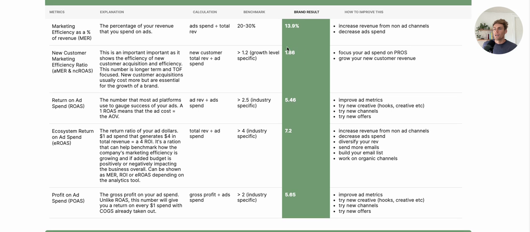So for example, high growth stores that don't want as much profit or margin, they just want to acquire market share, will probably have a higher MER percentage. Companies that are really just looking to maximize profit might grow at a slower pace, but have a much better profit margin and a much lower marketing efficiency ratio.